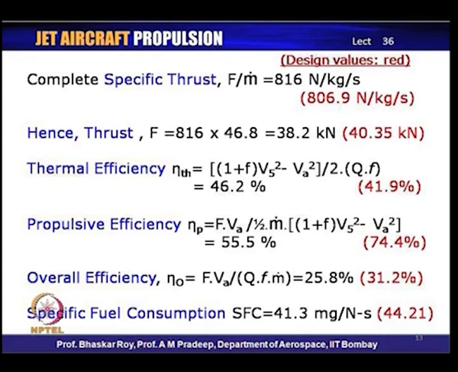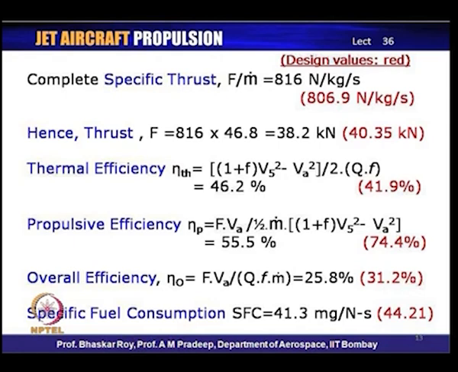We can now estimate the thermal efficiency, which is normally estimated in terms of the kinetic energy imparted to the gas. The specific kinetic energy of the gas is (1 + f) V5 square minus V_A square, that is the kinetic energy with which the air had gone inside the engine. It entered the engine with that kinetic energy, and it is coming out with this kinetic energy, and the difference between the two is of course the energy that has been imparted to the air in the process of its travel through the engine.